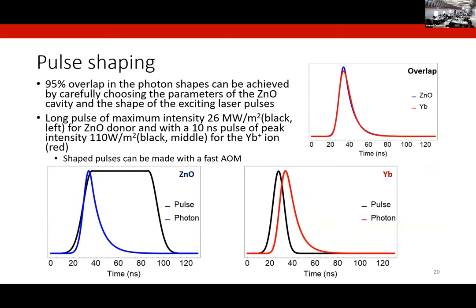But we can use pulse shaping techniques to alter the temporal shape of the emitted zinc oxide photon. I've done some calculations and believe we can get up to 95% overlap in our emitted photon shapes. Here we have the temporal shape of our emitted zinc oxide photon and the emitted shape of the ytterbium photon. You can see their overlap here. The x-axis is time in nanoseconds, and the vertical axis is arbitrary, scaled so that everything fits. A more slowly rising and then longer lasting pulse on zinc oxide appears to draw out the shape of that photon so that we can get our desired overlap.